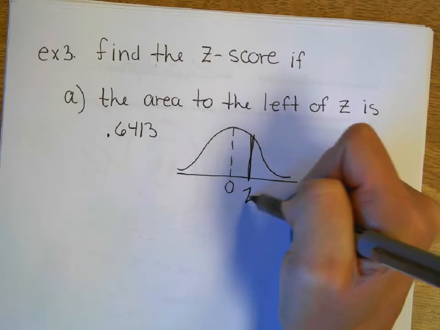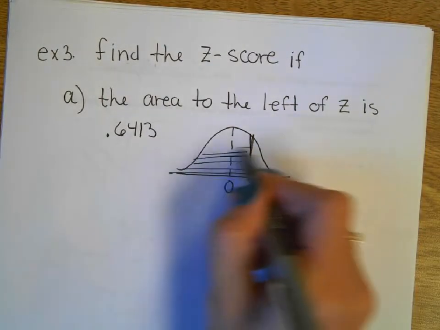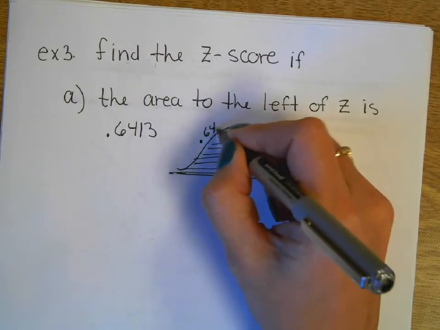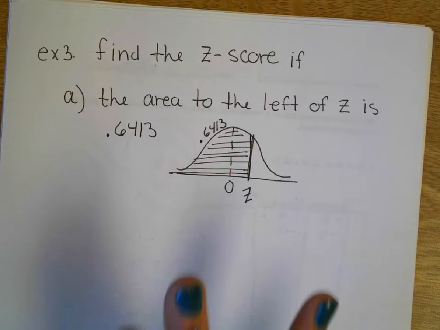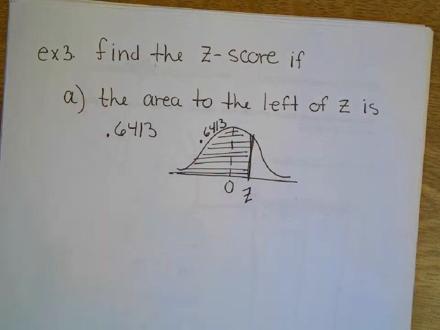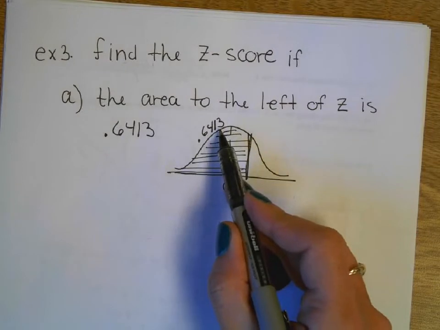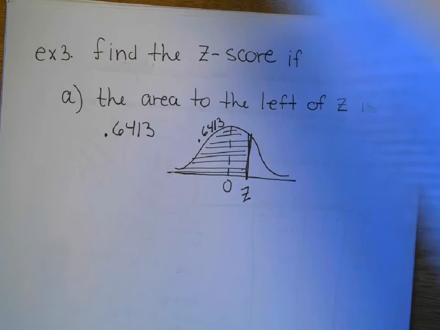So there's some z-score that to the left we have an area of 0.6413. Does that make sense as to what this question is saying? So what do we have to do? Find it as close to it as we can get. You may not get the exact area, but you want the one that's as close to it as you possibly can.